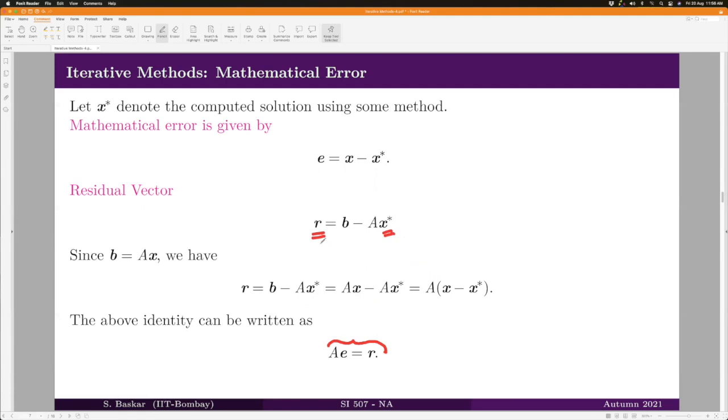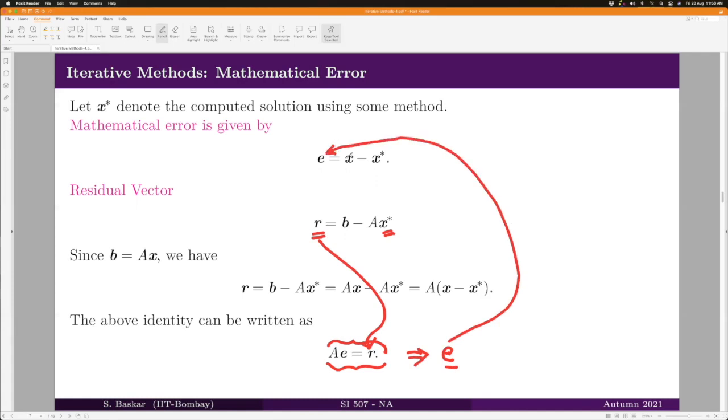Therefore, you can plug that R in as the right-hand side here, and you can solve this system in whatever way you solve. Assume that you are solving this system exactly, then what comes out is the exact solution of this system, which is nothing but your error vector E, and that is obtained without knowing what your exact solution is. Remember, this luxury is there only for linear systems.